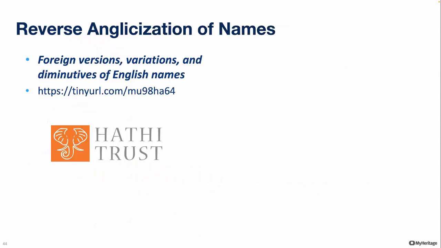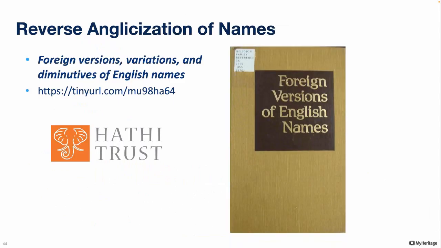So a little tip and trick I want to give you: I ran into this book at university many years ago called The Foreign Versions of English Names that I think you'll find helpful. I've found it extremely helpful. It's available online at HathiTrust. And this is one of the resources that I'll keep on the screen towards the end of the talk here in just a few minutes.